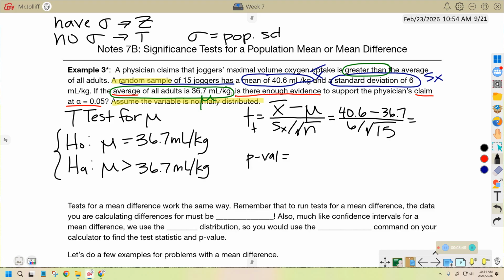So on my calculator, where am I going? T-test. Very good. Stats, test, T-test. In this case, we have statistics, so you should enter stats, because we didn't put any data in a list.